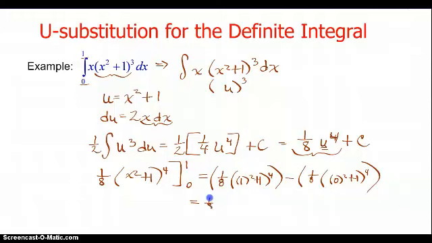So we have 1/8 times 2 to the 4th minus 1/8 times 1 to the 4th. 2 to the 4th is 16. So we have 16/8 minus 1/8. Multiple choice would look like 15/8. That is the exact area trapped in the plane in between this function and the horizontal axis over the interval from 0 to 1.